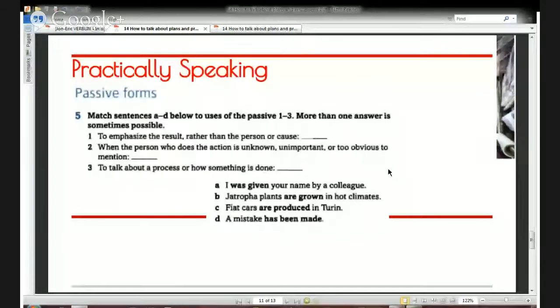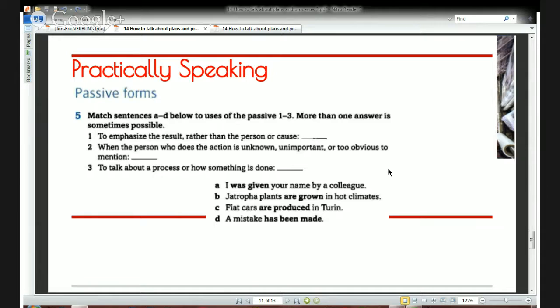C and D. Is that it? I think so. Okay, well, hang on a second. Let me just look at C. I agree with you. So when the person who does the action is unknown, unimportant, or too obvious, Fiat cars are produced. We don't have to say it. It's kind of weird though, because Fiat is the producer. It kind of does mention who's doing it, but yes, we don't have to say Fiat cars from the Fiat factory are produced in Turin. So I guess C does work.